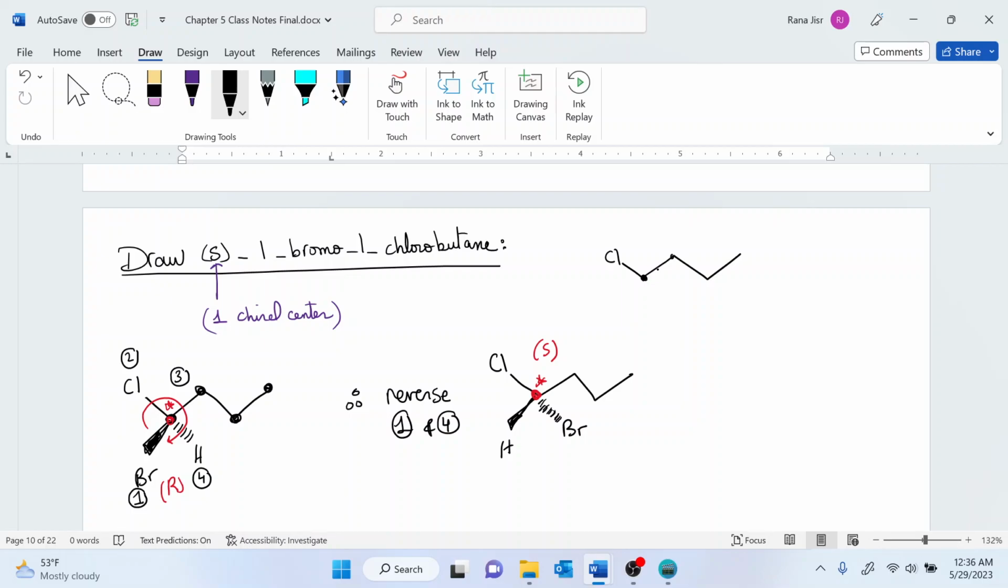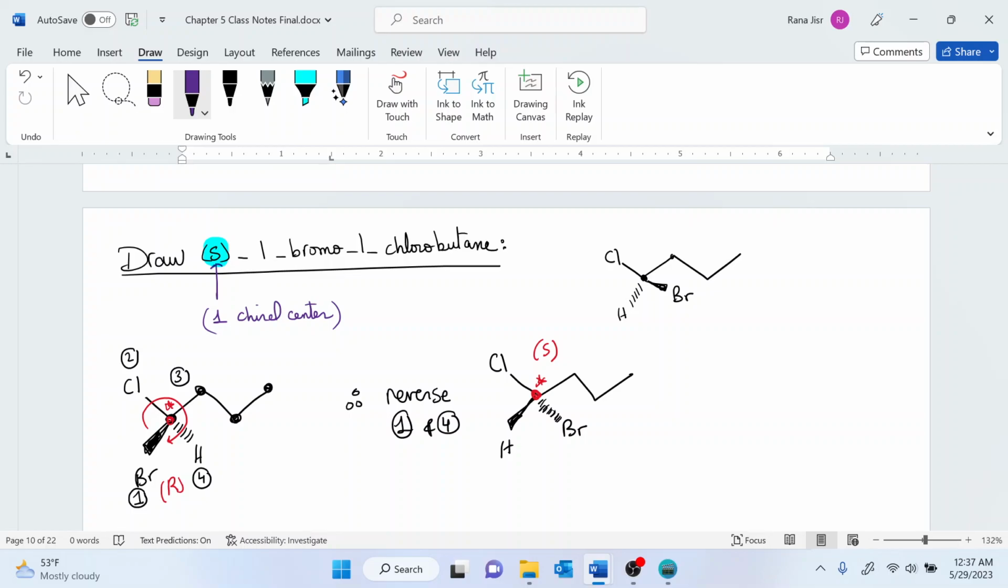Always start by making the hydrogen to be behind. Make it easy on you and see if you get the right configuration that you have here. If you don't get the right configuration, then you can reverse the groups. So here I'm gonna start by making the hydrogen behind. This means that the bromine is gonna be in front. Again, remember, every tetrahedral carbon needs to have two bonds in plane, one bond in front and the other one is behind.